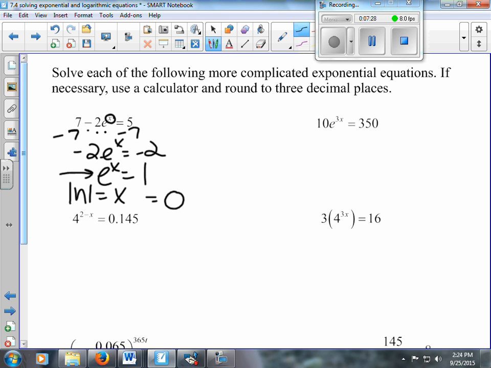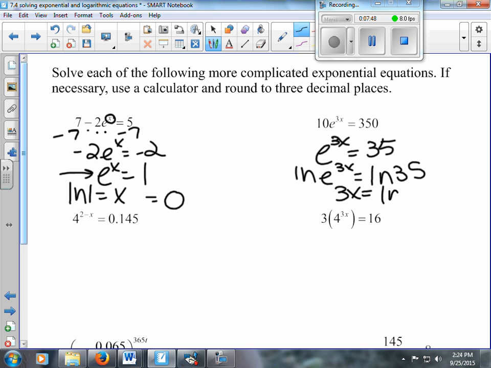All right, on this next example over here, we're going to start by dividing both sides by 10. Then I'm going to take the natural log of both sides, by the way, or just converting to logarithmic form. It results in the same thing. So here the natural log of e cancels. And then divide by 3. You can type this into the calculator. I am not going to take the time to do that, but you can.